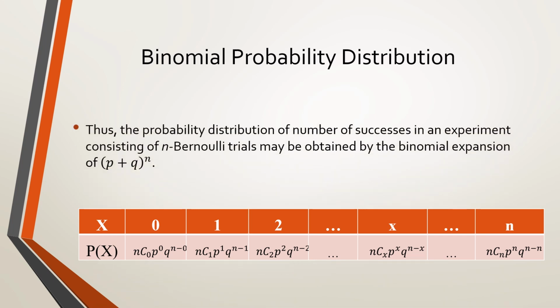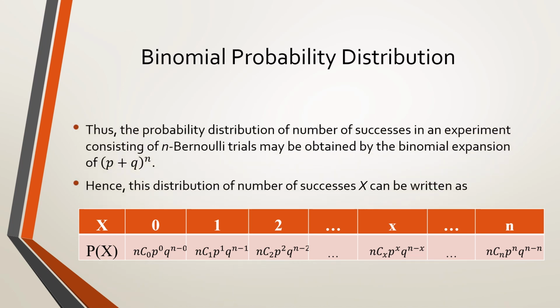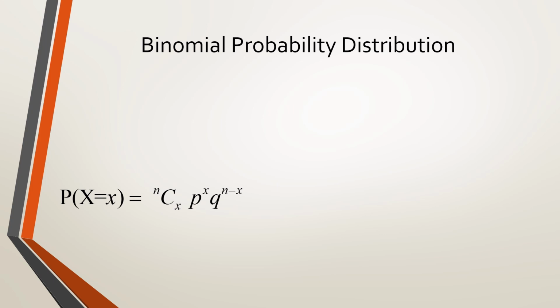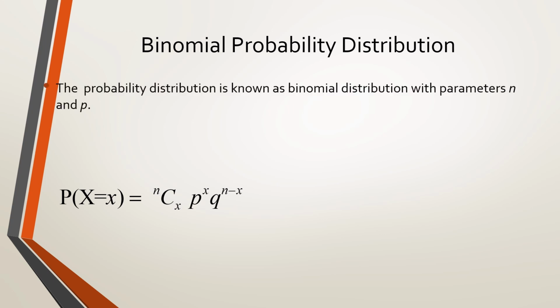So if x takes the value 0 to n, the corresponding probabilities are given as the terms of the binomial expansion, like nC0 p raised to 0 q raised to n minus 0. For 1, it's nC1 p raised to 1 q raised to n minus 1. For 2 successes, it's nC2 p square q raised to n minus 2. In general, x successes is nCx p raised to x q raised to n minus x, and so on up to n successes.